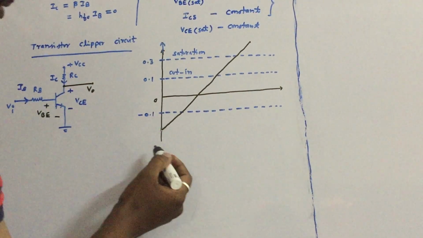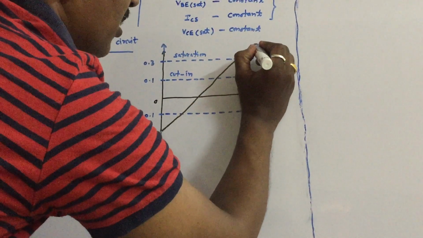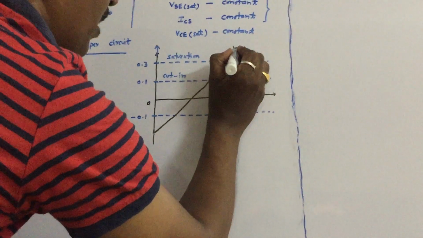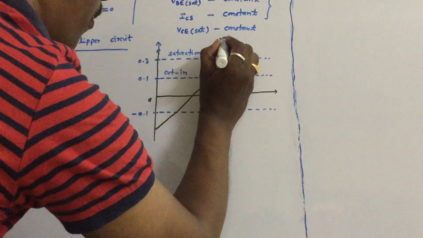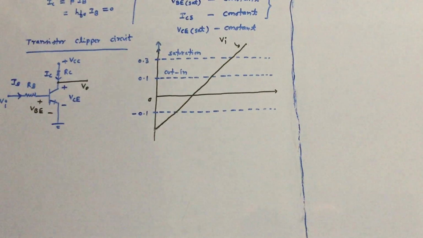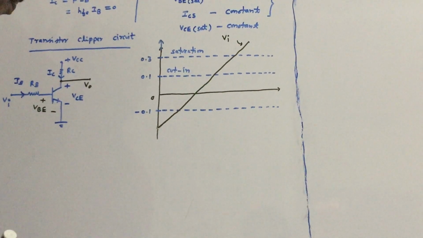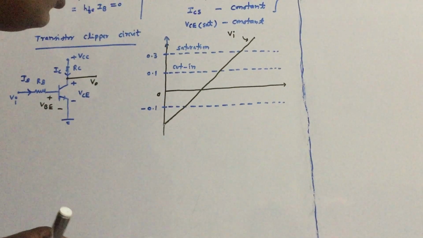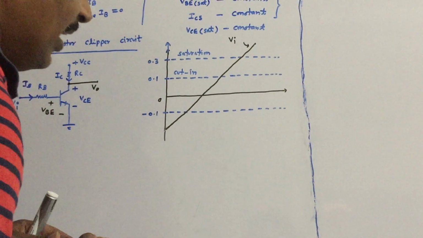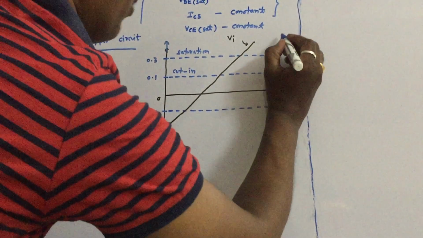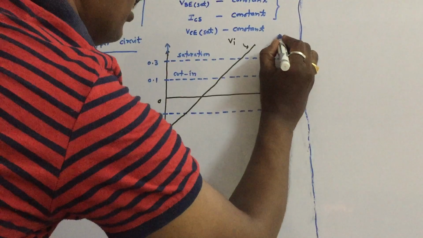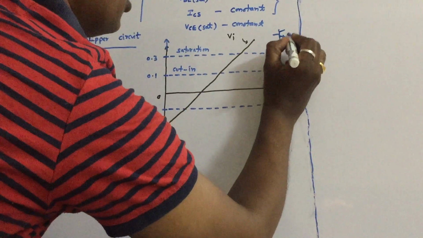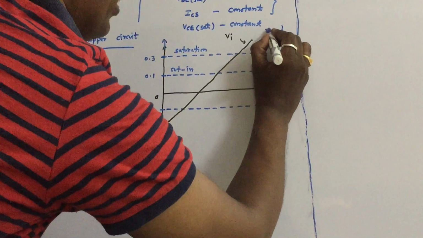So this is the ramp input, which we apply here. This is called Vi. So this is the ramp input Vi. First, let us sketch the nature of the base to emitter voltage. Let us say this is the transistor.